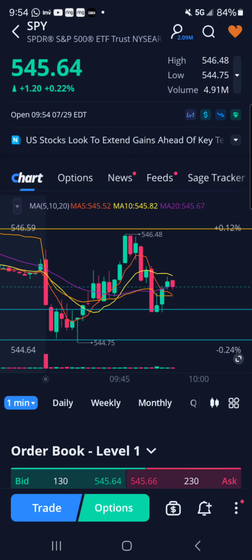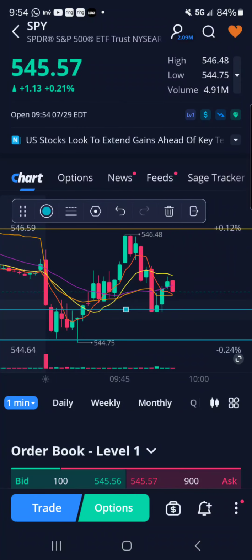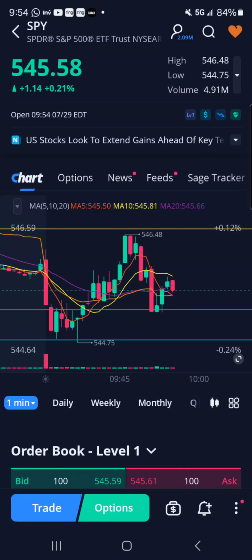I'm sticking to the plan. This is my entry bar. If it stays above it, I'll stay in the trade. If it goes below it, I get out of the trade. That's it.